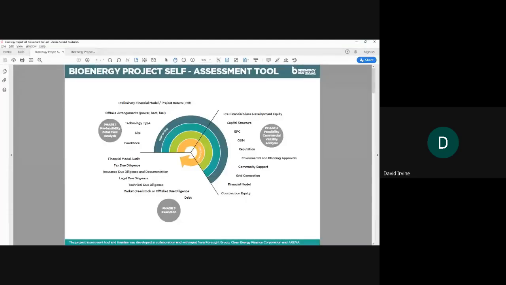So hopefully that's coming through the screen now. So the first thing I'm going to talk to is the self-assessment tool.